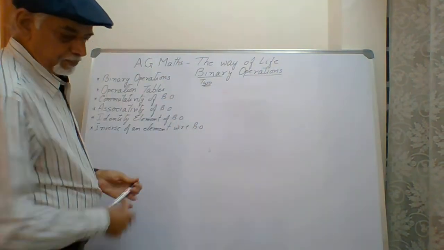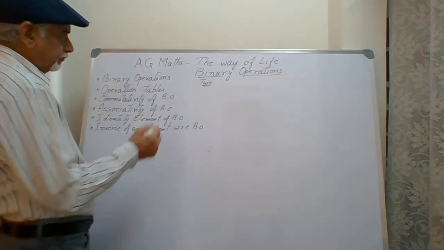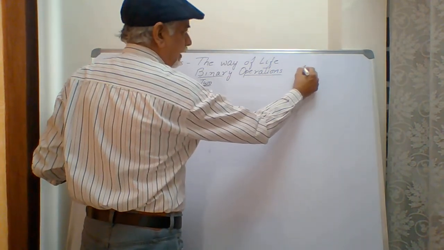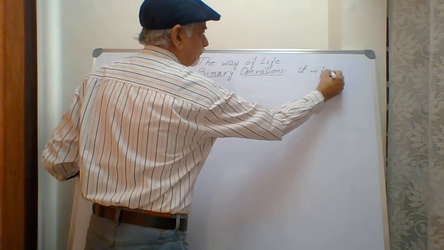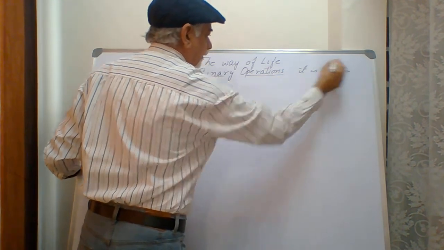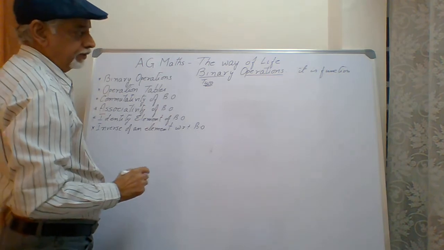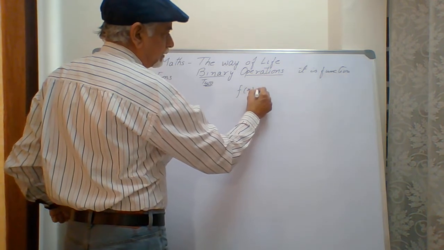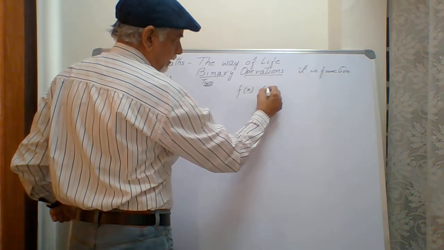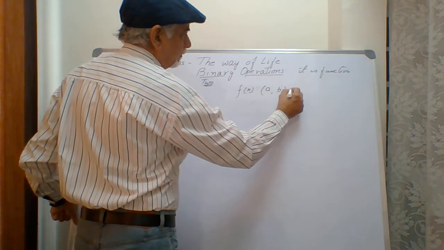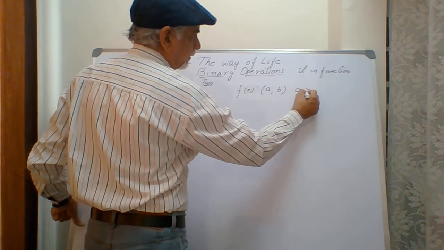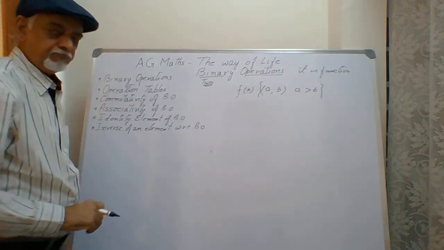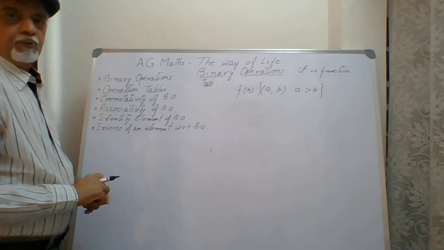Now coming to how we write it. If we have to write a binary operation, it is also a function. In earlier classes, we have understood how we write a function. A function is written as f of x is a combination of say (a, b) such that a is greater than b. That is a form of writing a function. But here, in case of binary, we don't write like that.